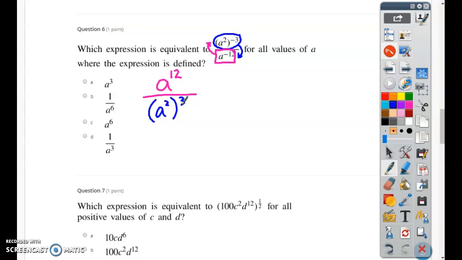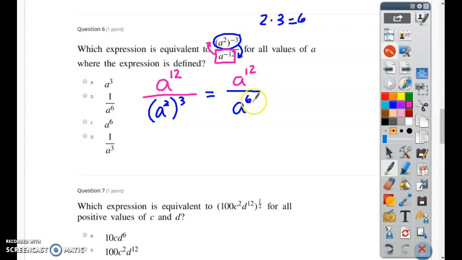Okay? What do I do with the 2 and the 3? ¿Qué se hace? What do you do with this? Multiply. Okay? So that's 2 times 3 is 6. So at the bottom, I have a to the 6th power. On top, it stays the same, a to the 12th power.